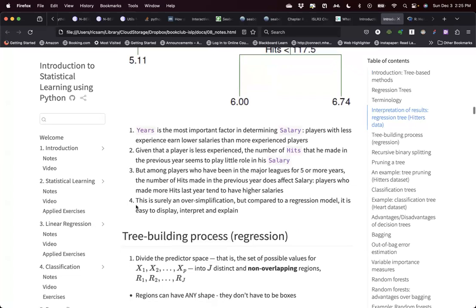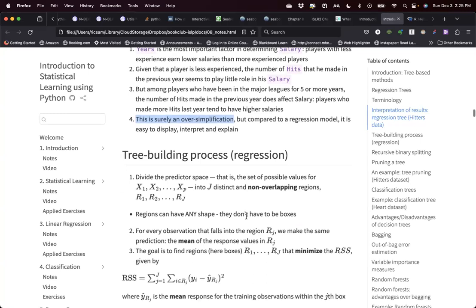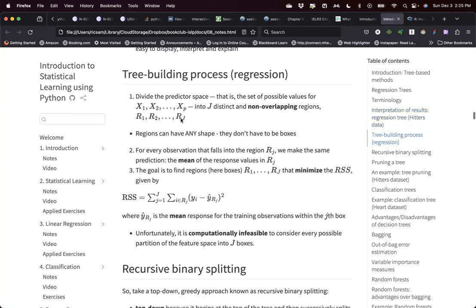And of course, this is surely an oversimplification, but compared to a regression model, it is easy to display, interpret, and explain. Okay. So this is the algorithm, the mathematical formula on how the regression tree is built. Okay.